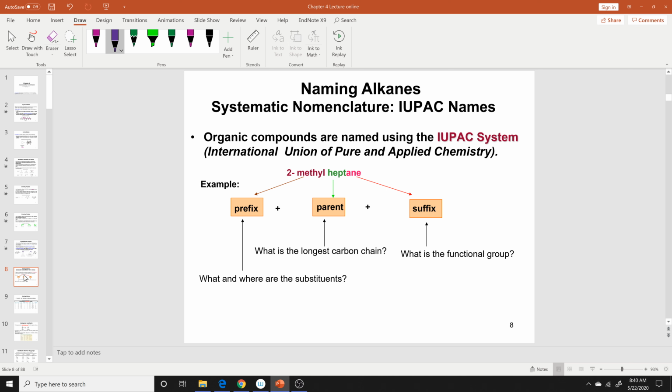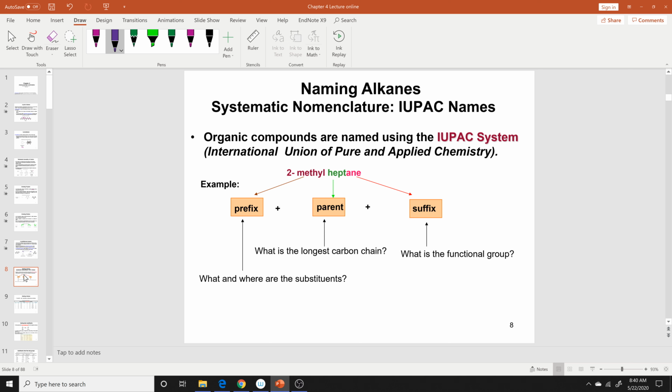In order to name alkanes, this is the actual name over here. Let's break it down. The actual name of an alkane compound is made up of a parent name. A parent name is the longest chain. So whenever you have an alkane, you normally choose the longest chain, and you name it. Hept means that the longest chain is 7 carbons.